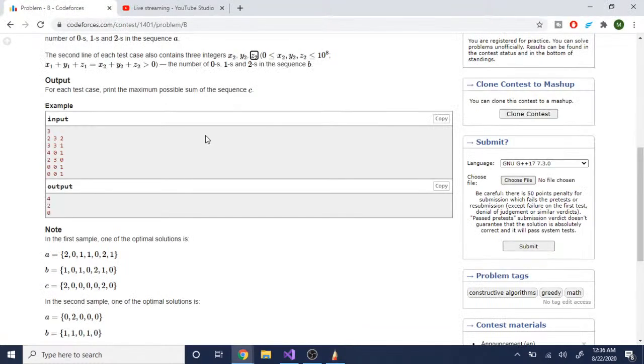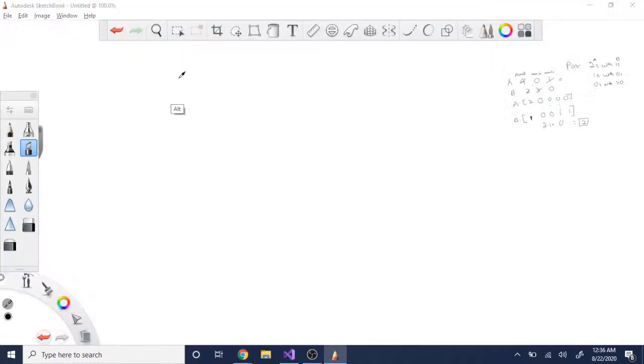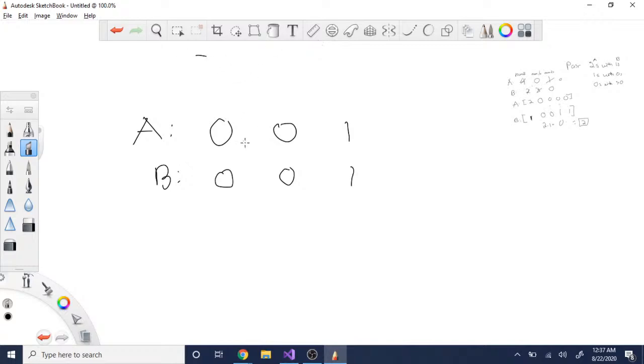Okay, so let's look at the third case, which has 0, 0, 1. Sorry, guys, this pen is a little difficult to use. A is 0, 0, and 1, and B is 0, 0, 1 also. So now this is num z's, num 1, num 2.